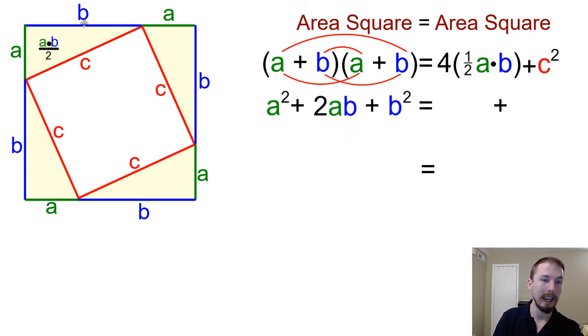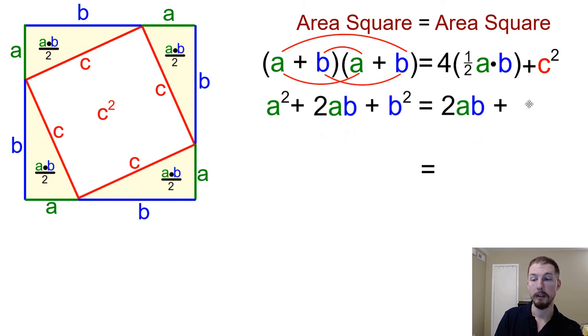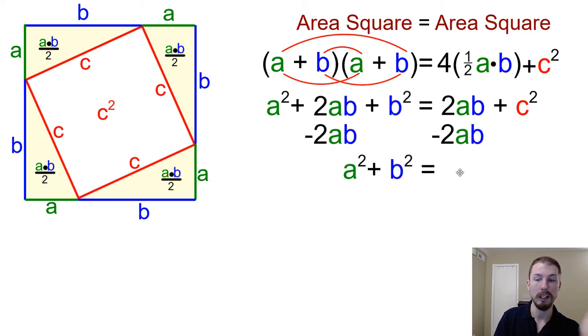Each one of these triangles is going to be AB divided by 2. So base times height divided by 2, base times height divided by 2, base times height divided by 2. And then the one in the middle is our C squared. So four times one half AB is going to be 2AB, plus the C squared. Now we're almost there. You can probably see where we're going with this. When we subtract the 2AB, we're left with A squared plus B squared is equal to C squared, which is again another proof for the Pythagorean theorem.